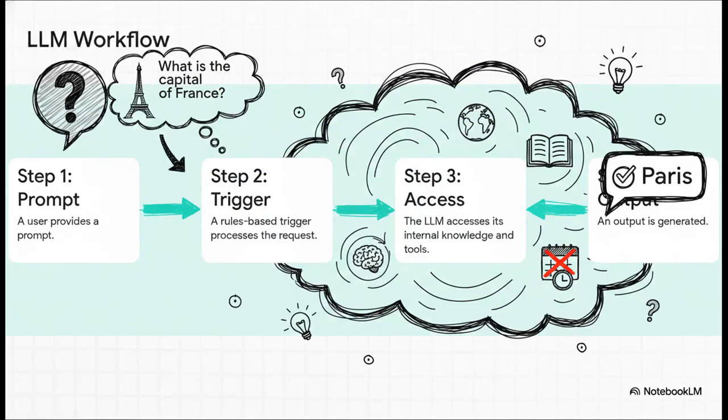So here's how it works. It's really straightforward. You ask a question like, hey, what's the capital of France? The AI just dips into its internal knowledge, everything it was trained on, and gives you the answer. But, and this is a big but, it has a huge limitation. It's totally stuck in the past. It only knows what it was taught up to its last training date. It's basically a closed book exam.